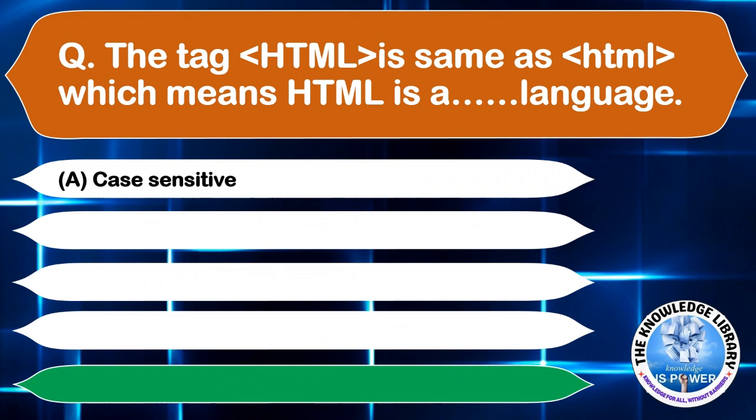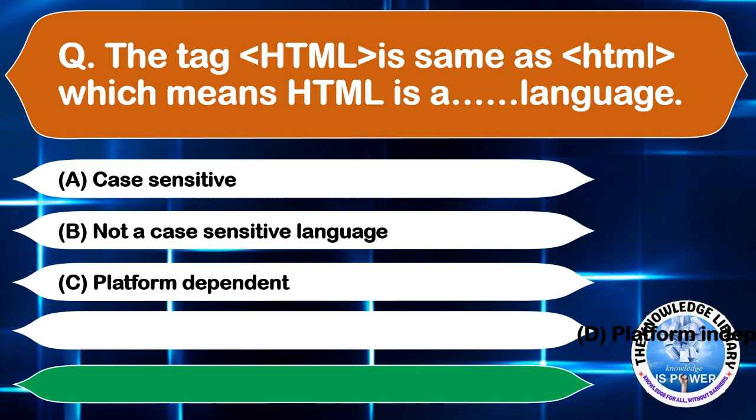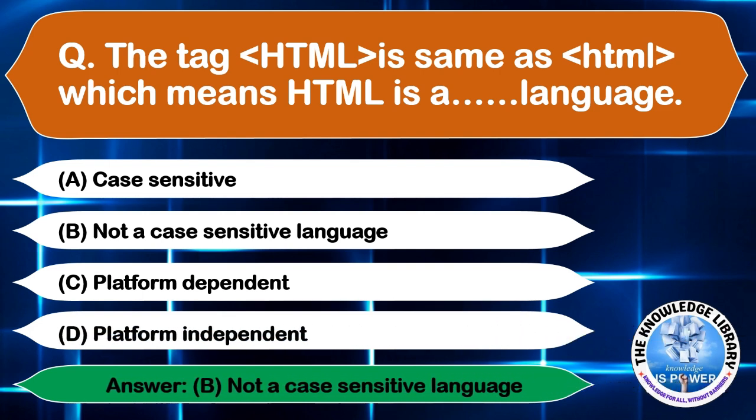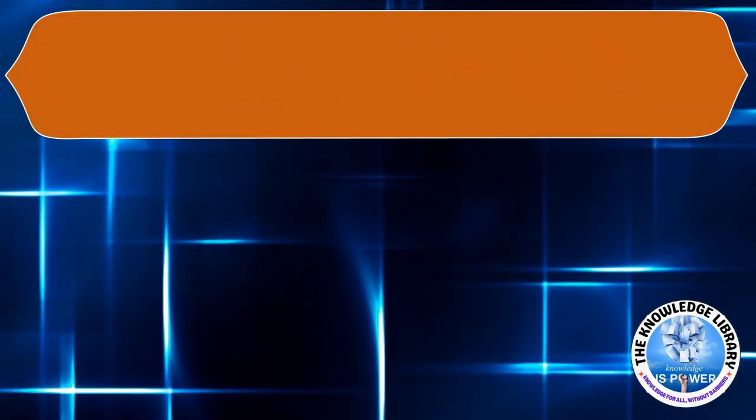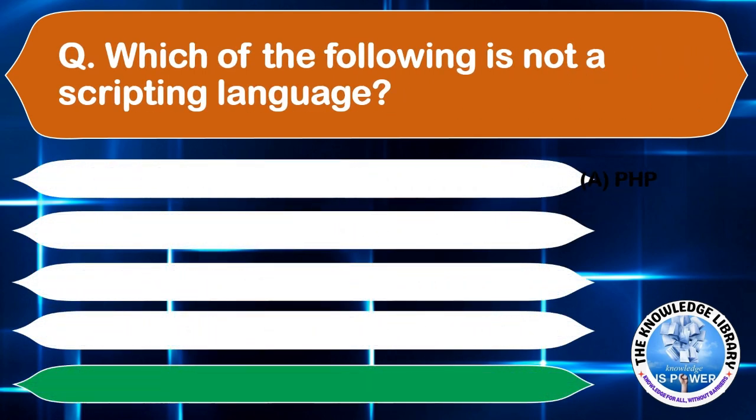Next question is, the tag HTML is same as html, which means HTML is a dash language. Option A, case sensitive. Option B, not a case sensitive language. Option C, platform dependent. Option D, platform independent. The correct answer is option B, not a case sensitive language.